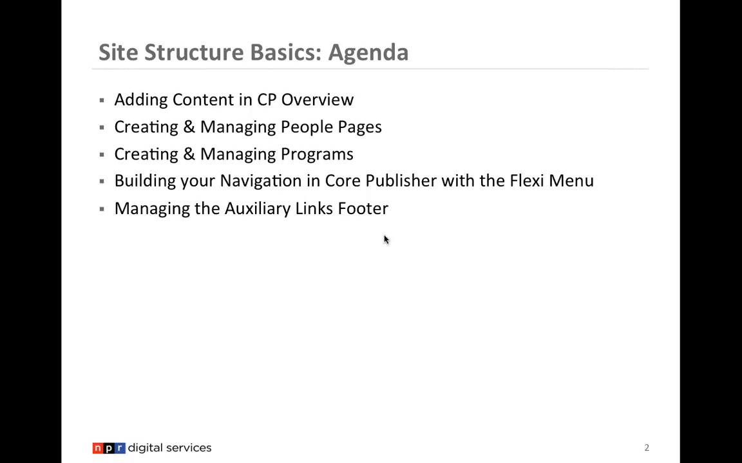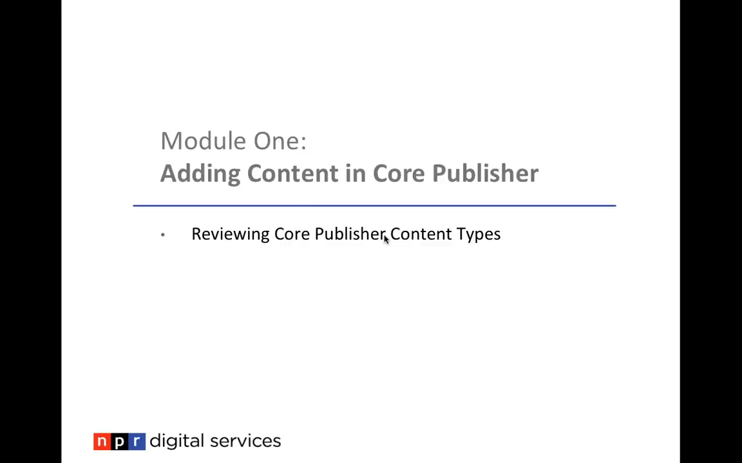On our agenda for this week's call, we're going to cover adding content in Core Publisher, creating and managing people pages, creating and managing program pages. And then we're going to finish off by talking about your navigation and the second part of your footer, which is your auxiliary links footer. Just as a reminder, you want to make sure that you are logged into your Core Publisher site and that you have those Training 2 resources saved on your computer before we get started with our first module.